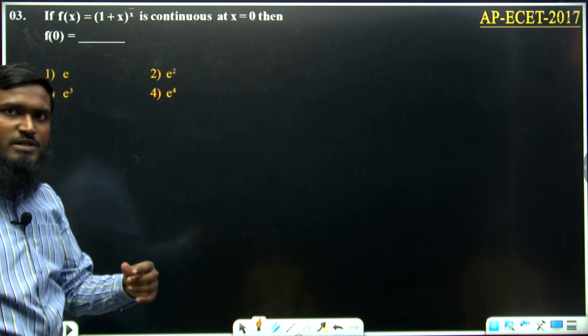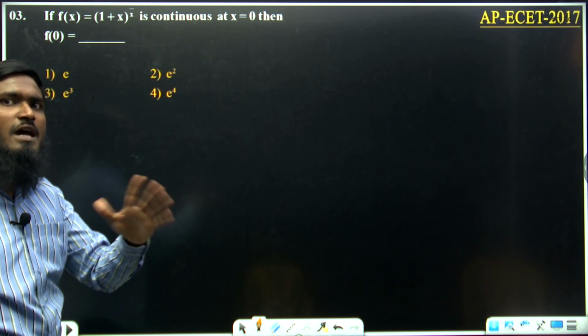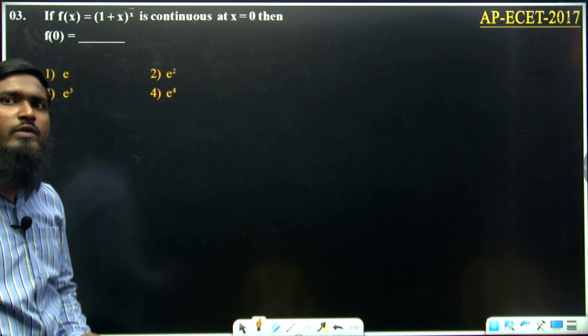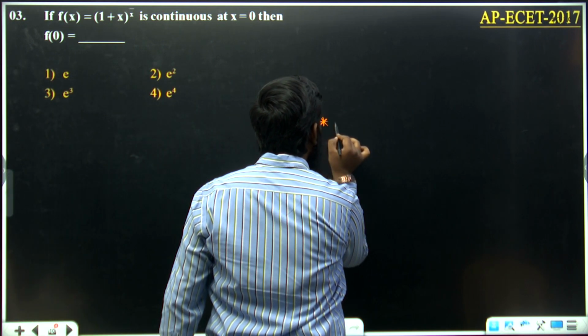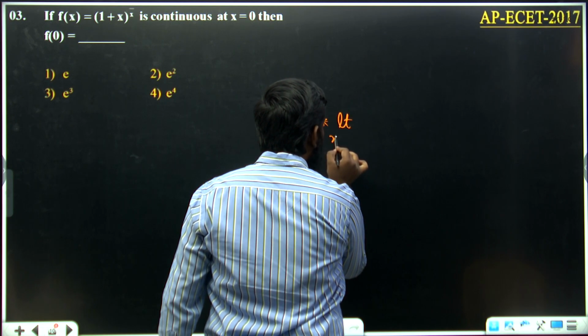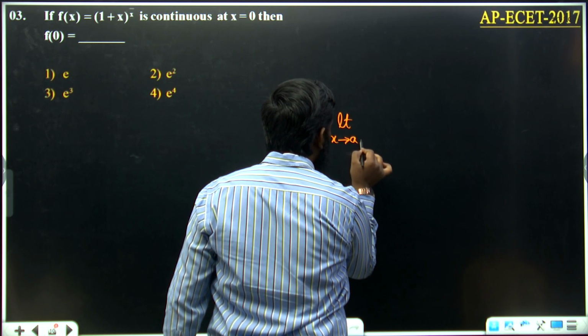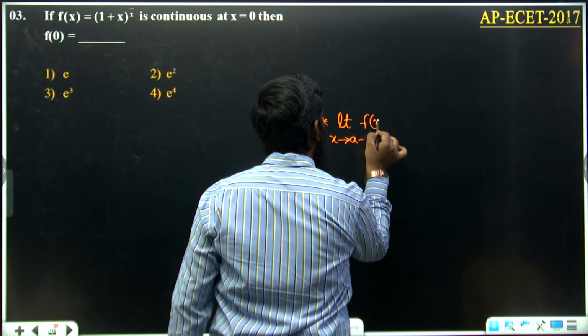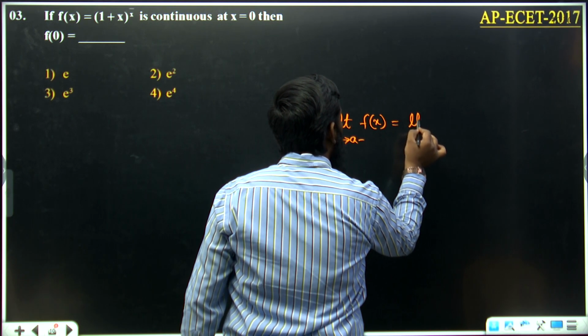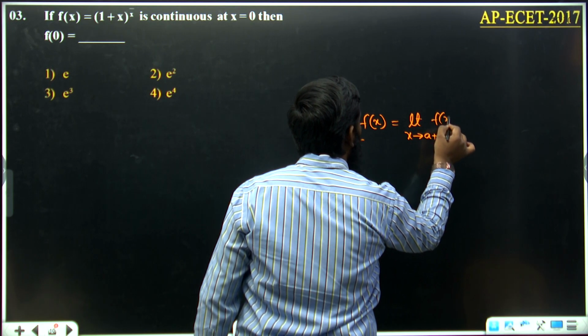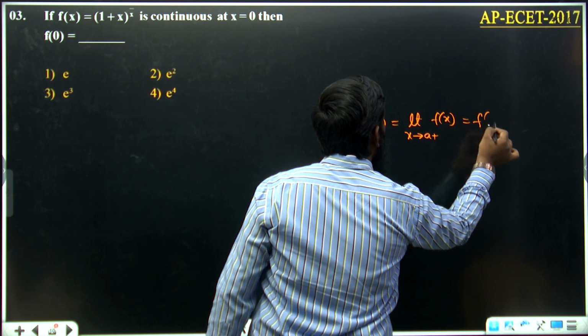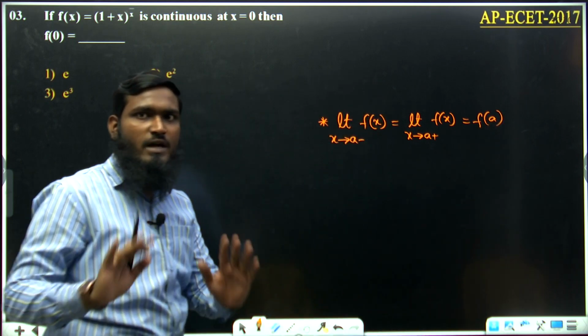Okay, functions and limits, somewhat advanced, which means we are having continuity over here. In that continuity, let us discuss this part. What is the condition we are having over here? The condition is limit x tends to a minus f of x is equal to limit x tends to a plus f of x is equal to f of a. This is the condition for continuity.